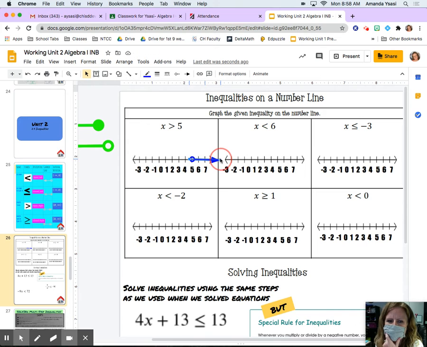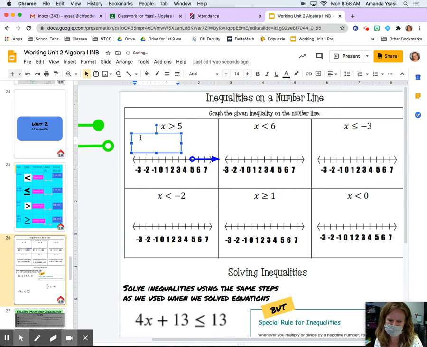Let's also write the interval notation. So click on the text box right here. We're going to do a little text box here. It's greater than 5. So if we look back at slide 25, is it going to be a parenthesis or a bracket with 5? Parenthesis, 5, and then it goes to infinity.